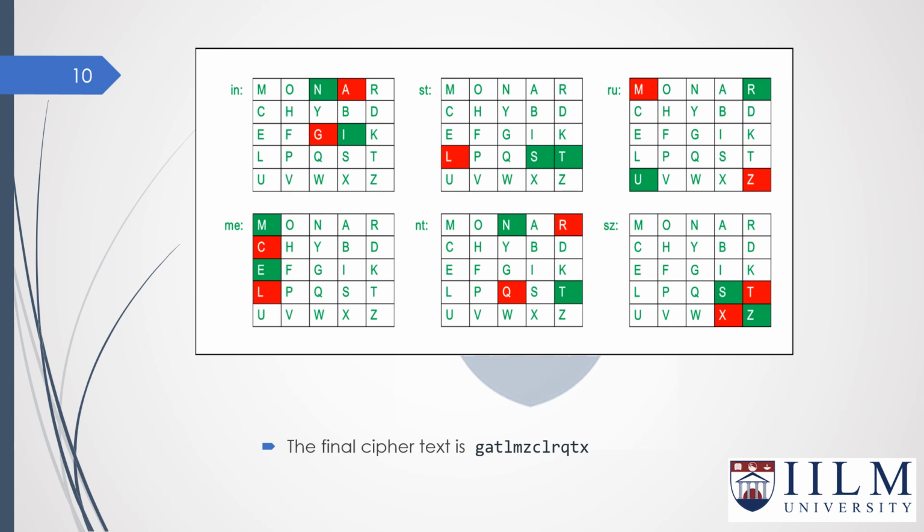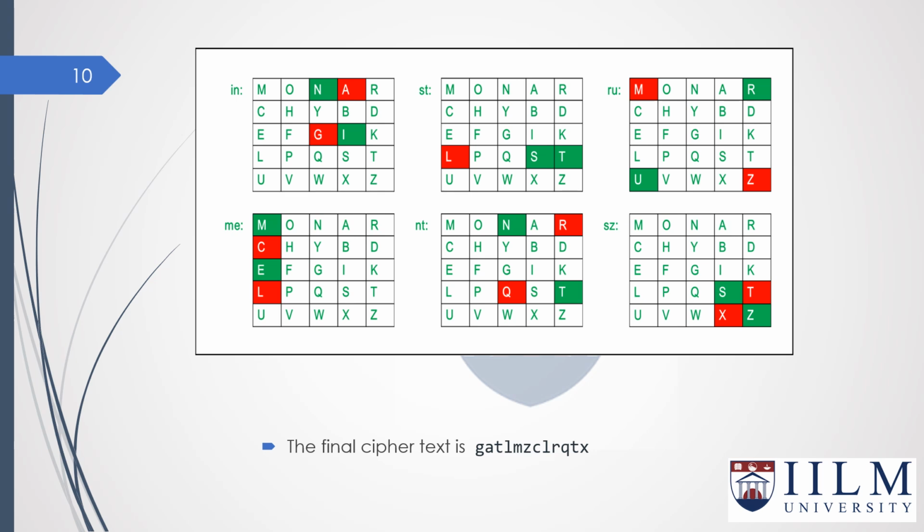So our final cipher text is GATLMZCLQRXT. Here you see the plain text is instruments. It is a meaningful word, but here we are getting GATLMZCLQRXT. You can't pronounce it. It doesn't have any sense. So this is known as ciphertext. And this is what we have done today. This is the substitution cipher, and the technique is called Playfair cipher.